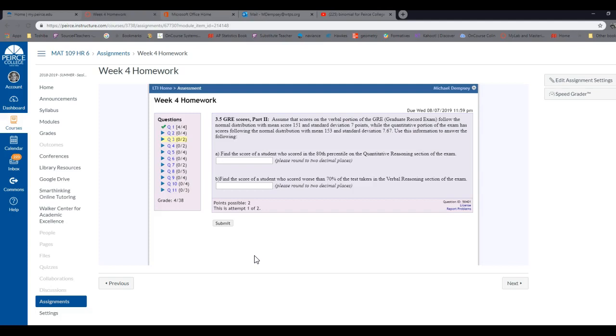Okay, so read carefully here. Quantitative reasoning is what this is asking about. So it's the second two numbers, right? The quantitative portion. So the mean is 153 and standard deviation 7.67. Find the score of a student who scored in the 80th percentile. Okay, so try to consider what that means here.